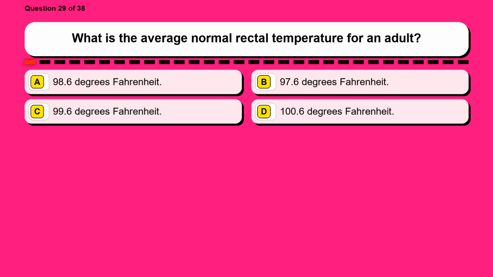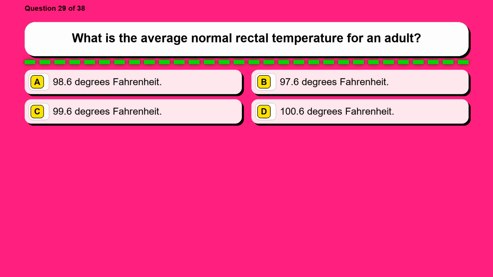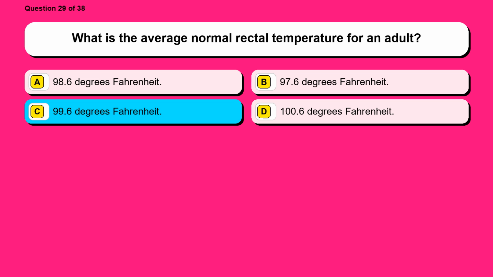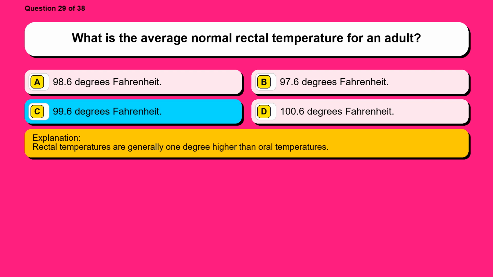Question 29. What is the average normal rectal temperature for an adult? Option A, 98.6 degrees Fahrenheit. Option B, 97.6 degrees Fahrenheit. Option C, 99.6 degrees Fahrenheit. Option D, 100.6 degrees Fahrenheit. The correct answer is option C, 99.6 degrees Fahrenheit. Rectal temperatures are generally 1 degree higher than oral temperatures.